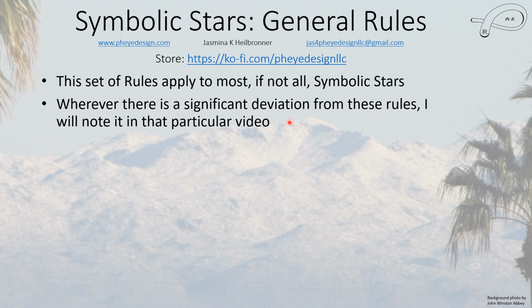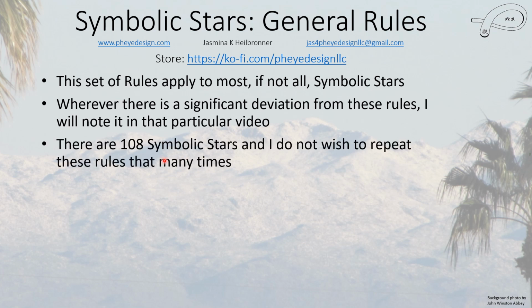Now, whenever there's any significant deviation from the rules I have just discussed, I will note it in that particular video, and it would be important. Otherwise, it's not worth talking about. Again, there are 108 symbolic stars, and I don't want to repeat all these rules every time, so I will refer to this video. And you really should watch this video whenever you don't remember it too well and you want to apply that symbolic star to your life or use that energy.